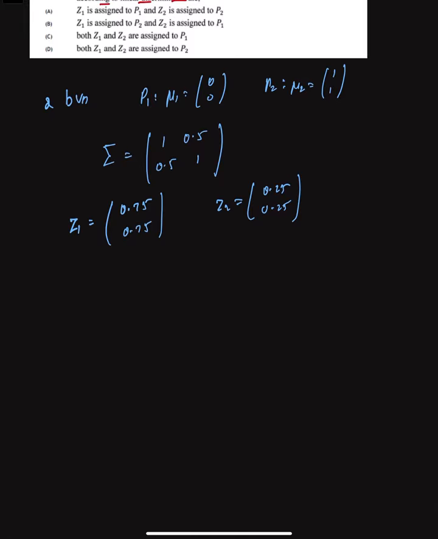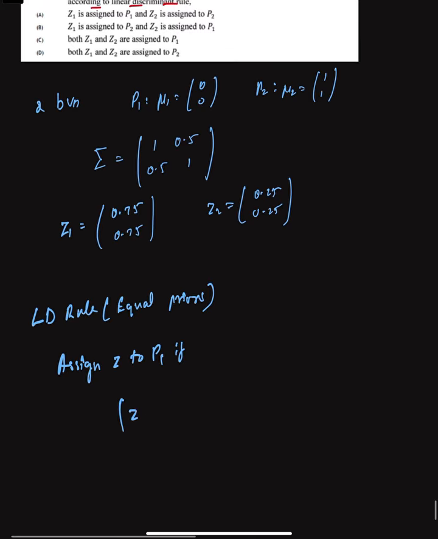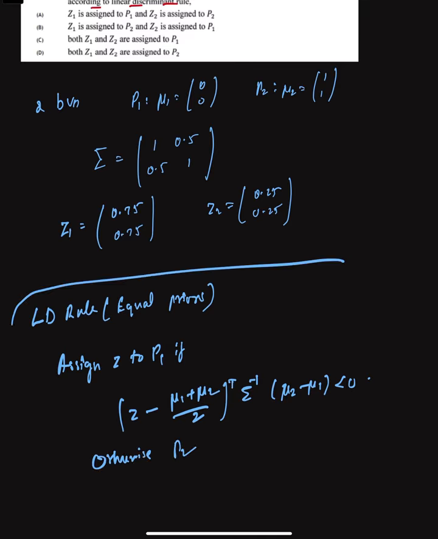The linear discriminant rule, the LD rule for equal priors, is nothing but this: we assign Z to P1 if (Z minus (mu1 plus mu2) by 2) whole transpose sigma inverse (mu2 minus mu1) is less than 0. Otherwise, we assign it to P2.